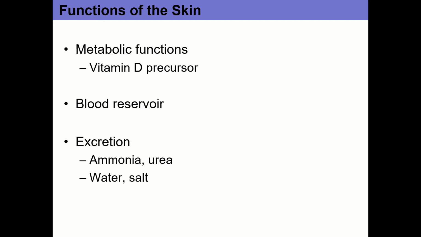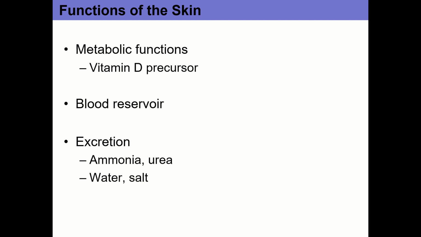Other things the skin does, metabolic functions. So inside of the keratinocytes, you've got cholesterol molecules. They're slightly modified, but you've got some cholesterol molecules in there. And in response to sunlight hitting the skin, those cholesterol molecules are converted to a vitamin D precursor, which then leaves the keratinocytes, and then in other tissues is converted to vitamin D. So one of the things that we associate the skin with is production of vitamin D in response to sunlight exposure, and so it does do that.